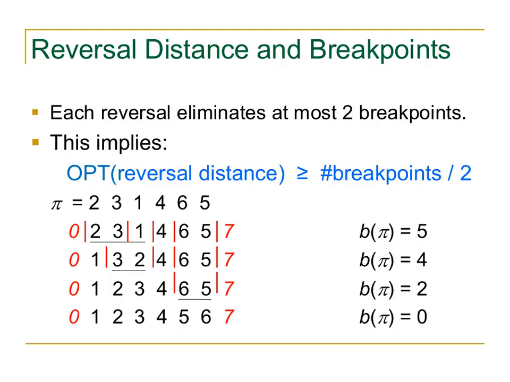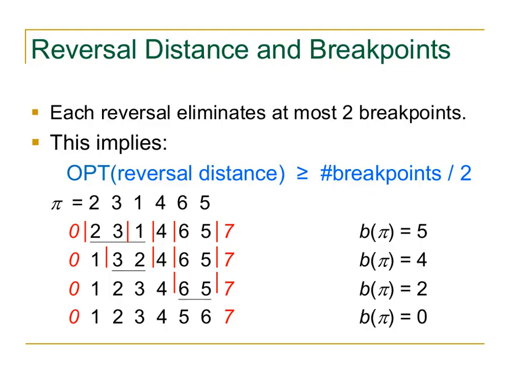Because any single reversal can remove at most 2 breakpoints, the optimal number of reversals must be at least b(pi) / 2, which is 2.5. So we need at least 3 reversals. In the example shown, we indeed perform 3 reversals.